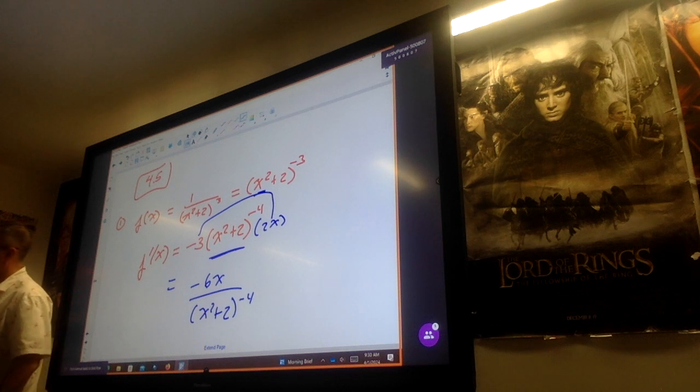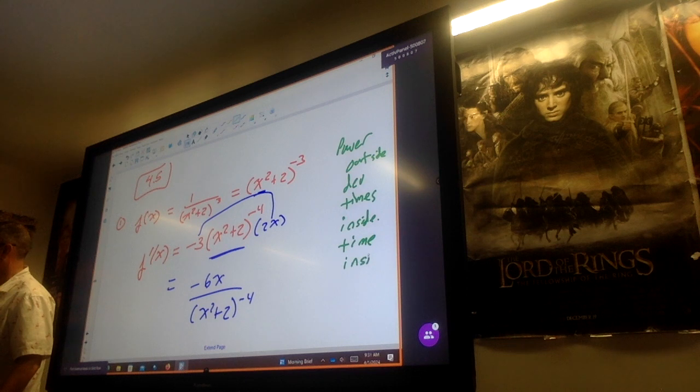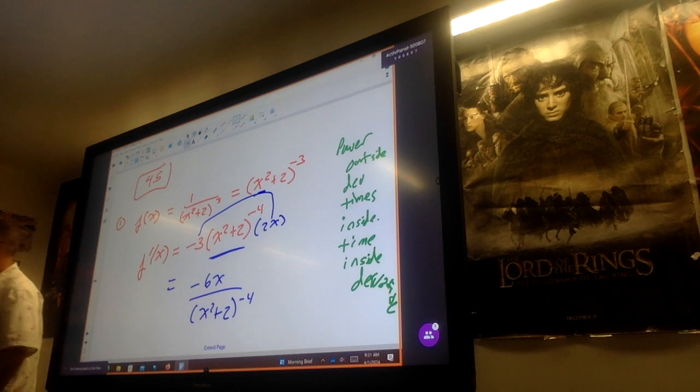So remember when you're doing the power rule, you do the outside derivative times the inside times the inside derivative. Okay? Questions on how we did that?